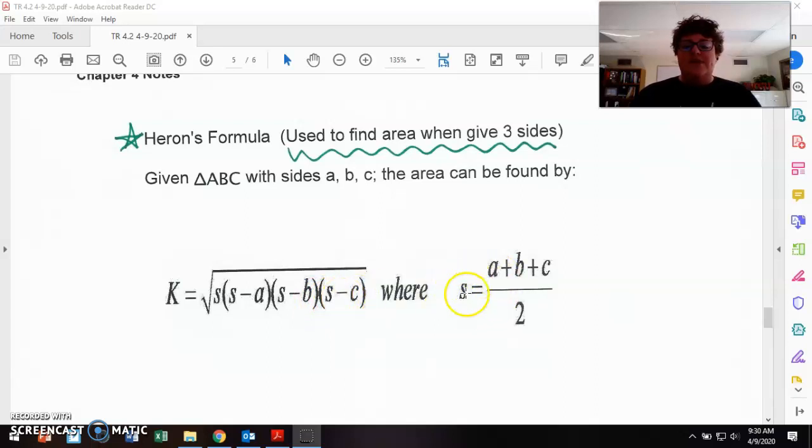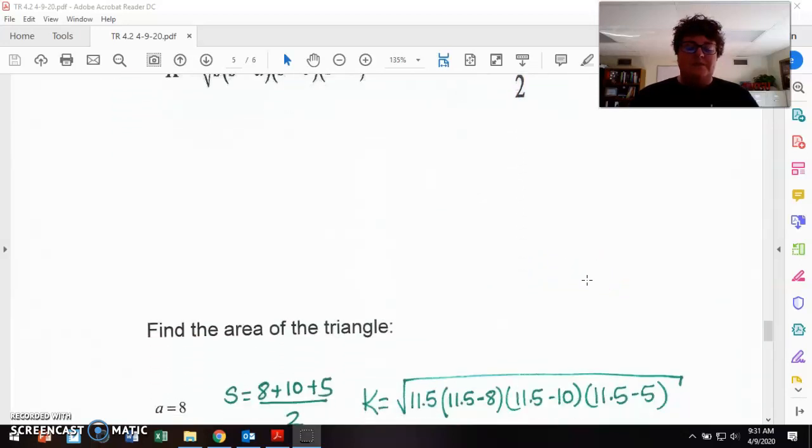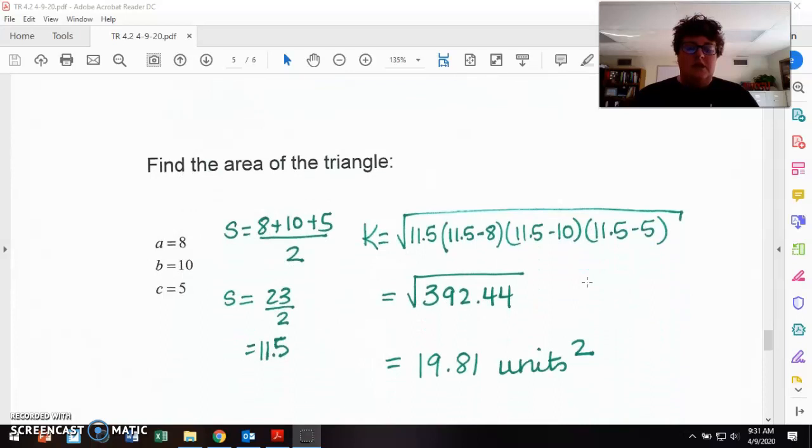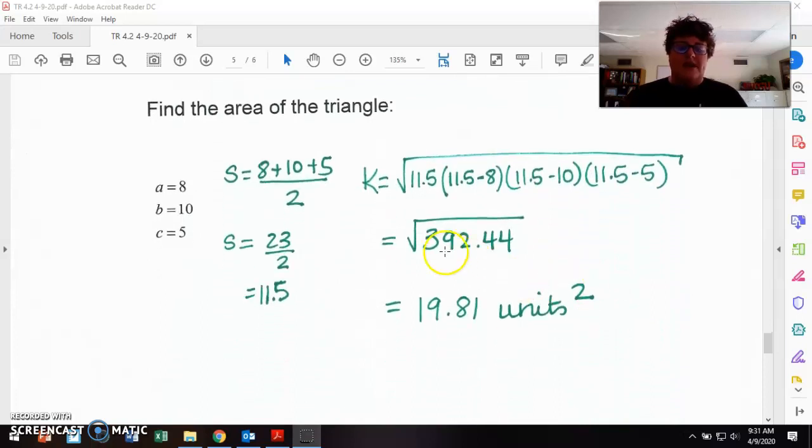Now S, this is where you get S, the formula for S, A plus B plus C over 2. It is not an average, so do not divide by 3. That's a common mistake. It is divided by 2. Okay, so here's an example, finding your S, 11.5, and then substituting into the formula, taking the square root, and then you have 19.81 units squared. Because I didn't give you a unit over here, you could just write units squared.